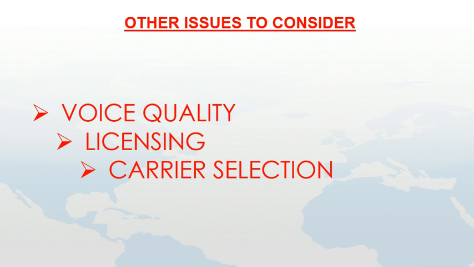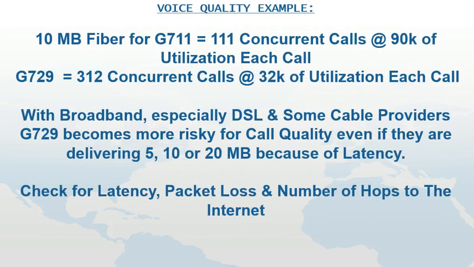The other components above and beyond how much bandwidth is needed per voice channel to consider is voice quality, licensing, and carrier selection. Once you've determined that you have sufficient bandwidth for the codec you prefer or how much extra you will need, then you can move on to voice quality. Given that your bandwidth costs in most cases won't eat too much into your budget for either codec, then voice quality will be determined greatly by the quality of your ISP.